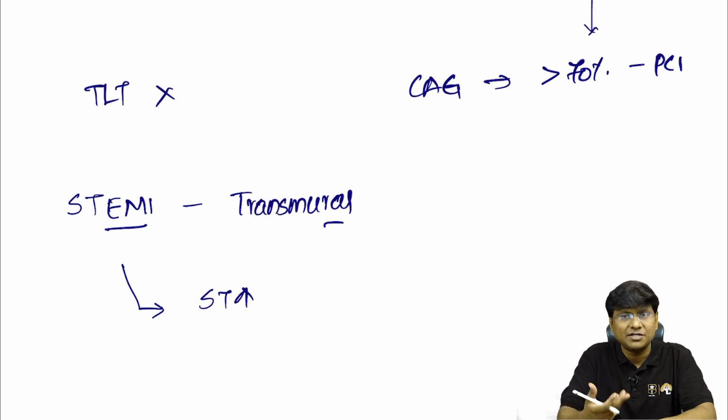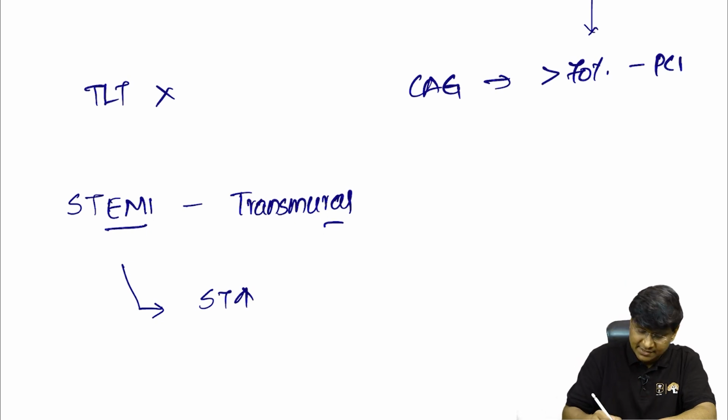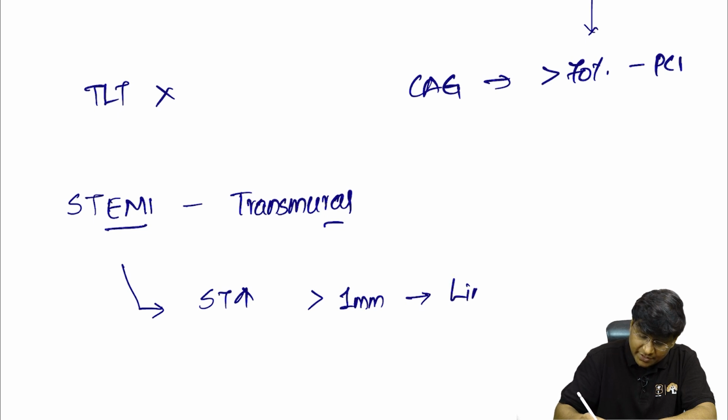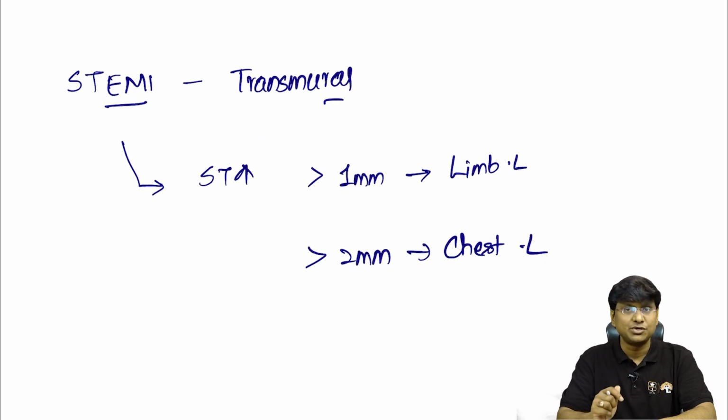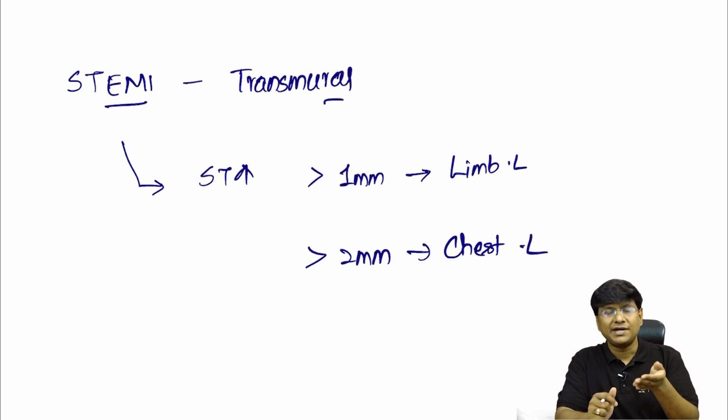And how much should the ST segment elevation be? The ST segment elevation should be more than 1 mm in the limb leads, and more than 2 mm in the chest leads, right? But it should be in 2 contiguous leads. What do you mean by the word contiguous 2 leads?